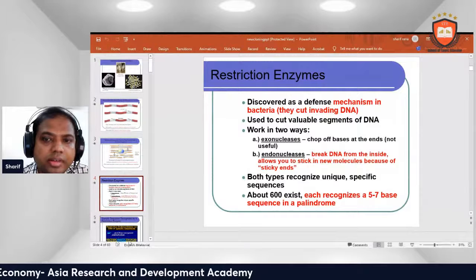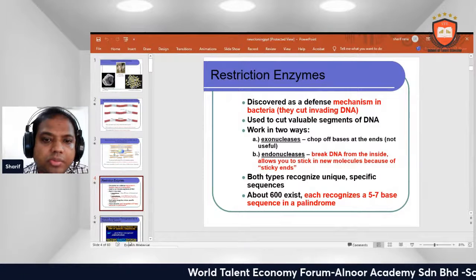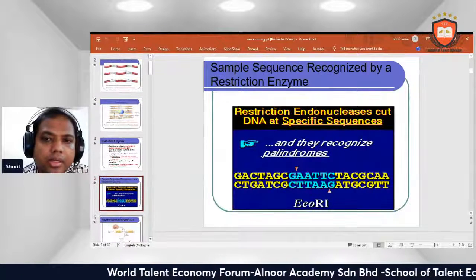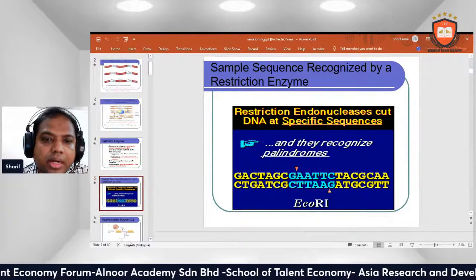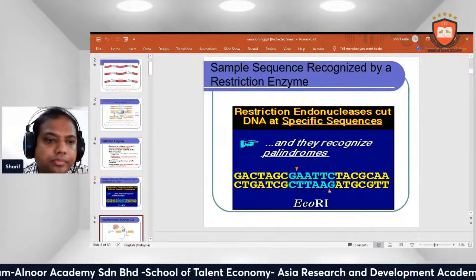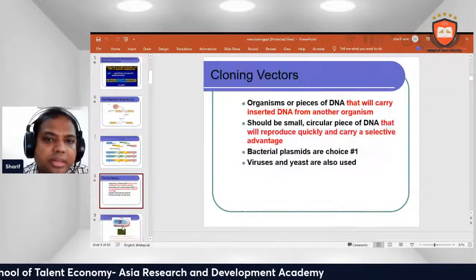These were discovered as a defense mechanism in bacteria, used to cut visible elements of the DNA. They work in two ways, exclusive and inclusive, and both types recognize unique specific sequences. These enzymes cut DNA at a specific sequence, GATTACA. These are restriction enzymes. These are the basic info.